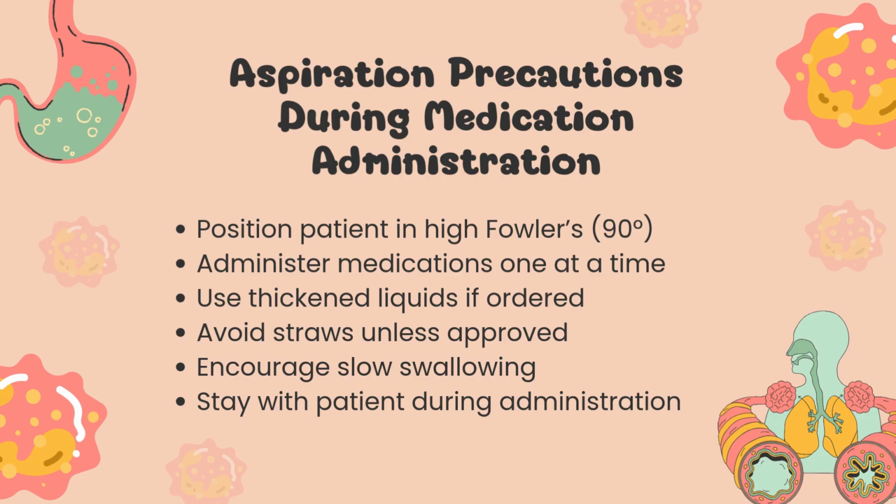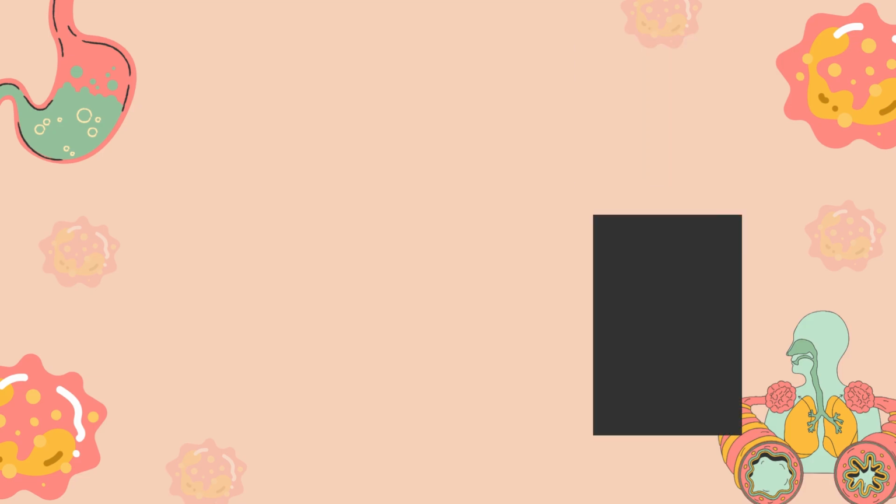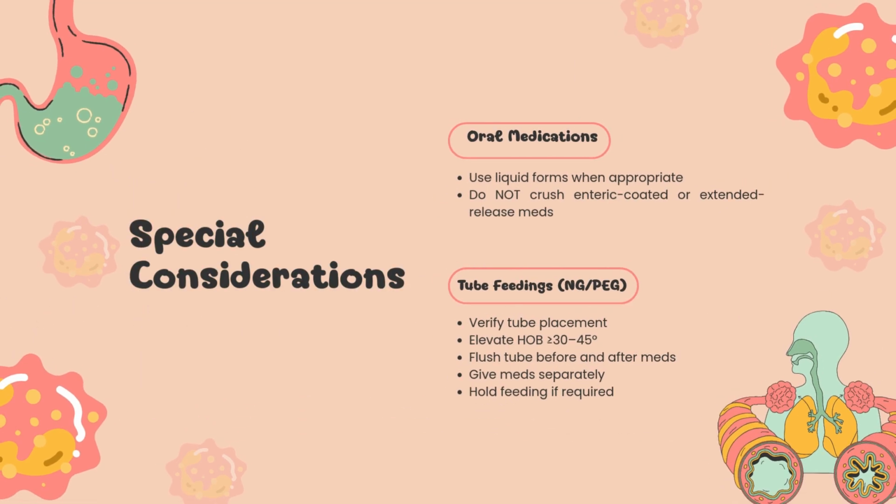Aspiration precautions during medication administration: make sure you put your patient in high Fowler's, 90-degree angle. Administer medication one at a time. Use thickened liquid if ordered. Avoid straw unless approved. Encourage slow swallowing. Stay with the patient during administration.